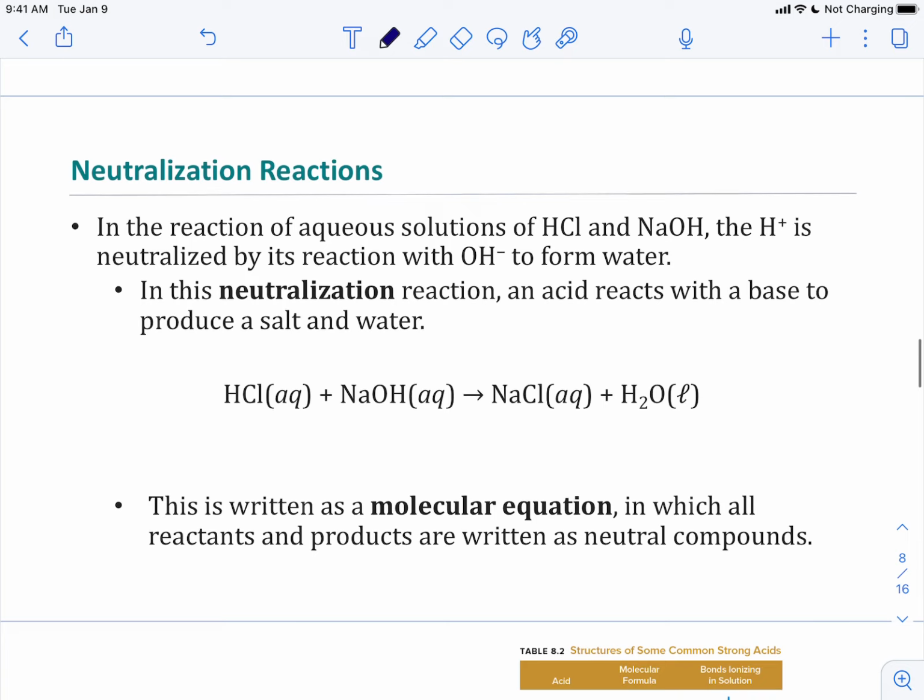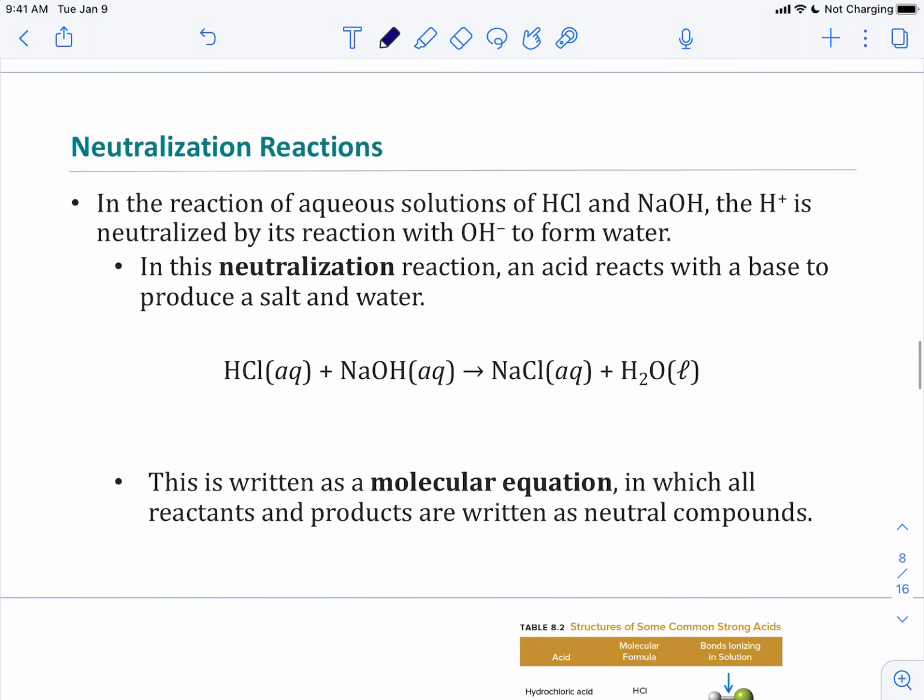Neutralization reactions are when we add an acid and a base. Sodium hydroxide is a base. The hydroxide is going to accept that hydrogen and form water, and then we've got the salt forming. This is a molecular equation. Okay, it doesn't show the ions. We'll go over in class what an ionic equation is, an overall ionic equation, and a net ionic equation. This is the molecular equation, just showing you the molecules.